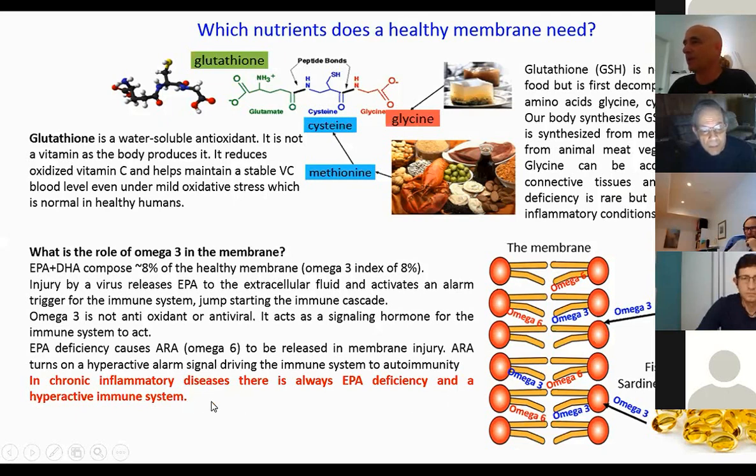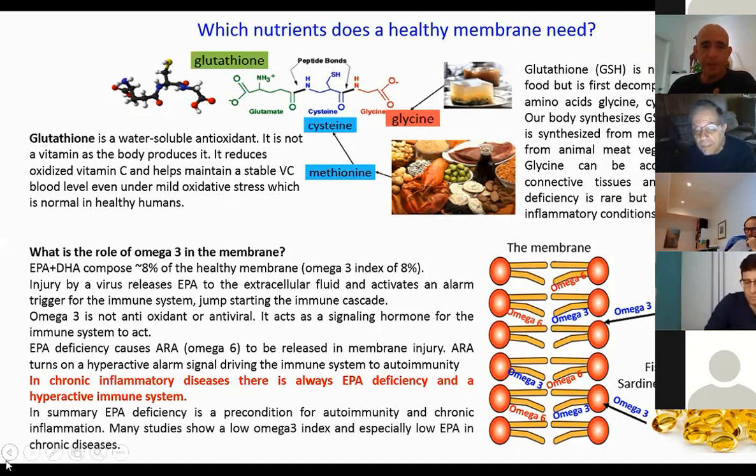My company, Omega-3 Galilee, runs hundreds, or even thousands, of Omega-3 index tests, and we always see that people with chronic inflammation diseases, it doesn't matter which type, have a low omega-3 index, and especially very low EPA. In summary, EPA deficiency is a precondition for autoimmunity and chronic inflammation. Many studies show low omega-3 index and especially low EPA in chronic diseases, and we know that omega-3 we can get either from fish or from fish oil.